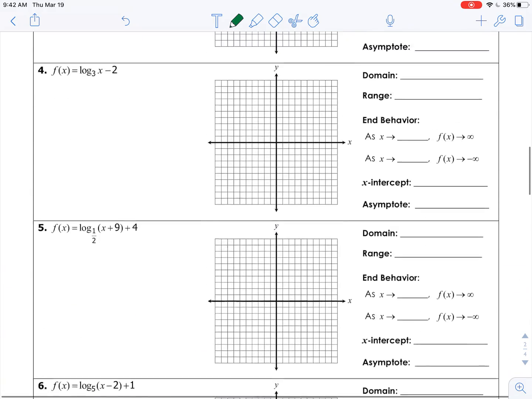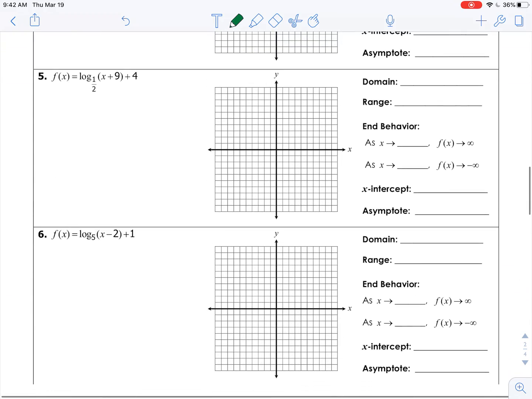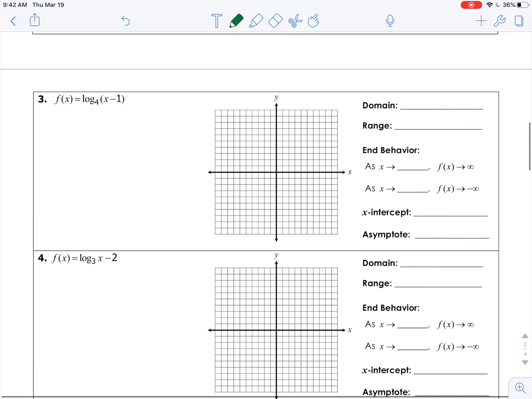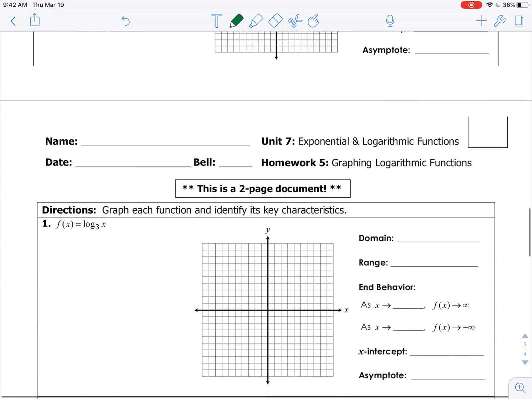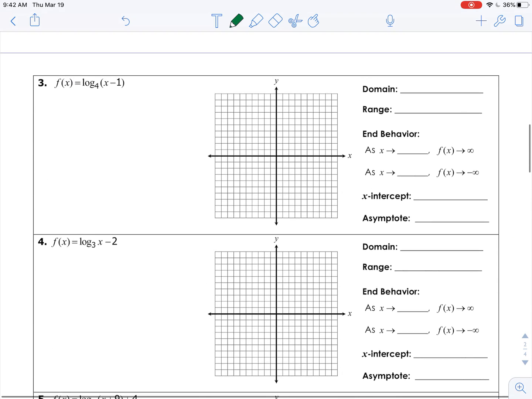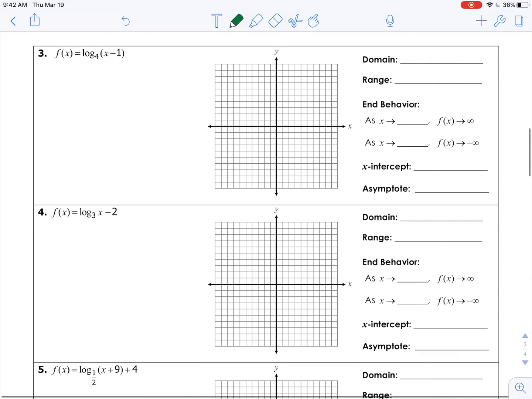We've got 4 more. Let's do the first 3, and then I'll leave you guys to do your homework. So, log base 4 of x minus 1. We're just going to graph the log base 4 of x for right now, and then we'll shift things down.